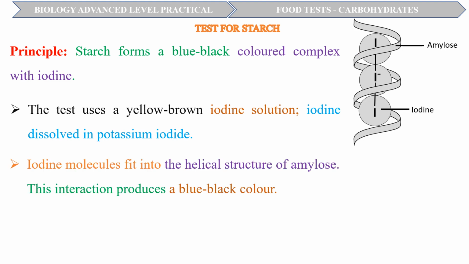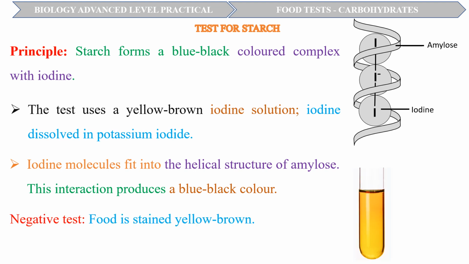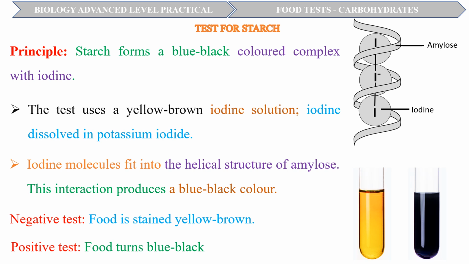When iodine solution is mixed with starch, iodine molecules fit into the helical structure of amylose, one of the types of starch, the other is amylopectin. This interaction produces a blue-black color. A negative test, that is the absence of starch, is observed when the food is stained with the yellow-brown color of iodine solution. A positive test, of course, that is the presence of starch, is seen by a blue-black color.